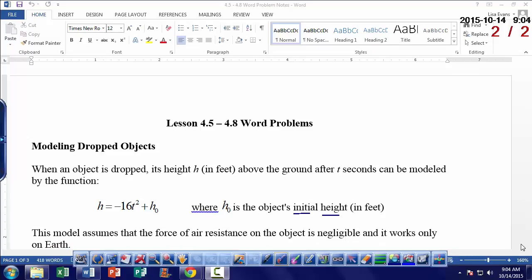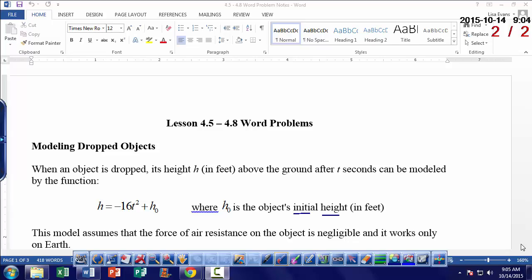Hello, today we're going to put everything we learned about solving quadratic equations into word problems. The first type of word problem we have is when we drop an object. When an object is dropped, its height h in feet above the ground after t seconds can be modeled by the following function: h equals negative 16t squared plus h sub 0.